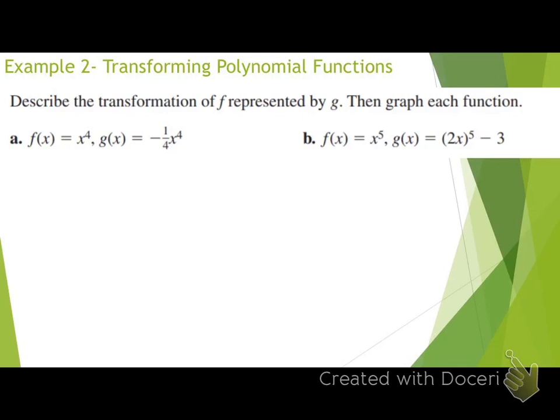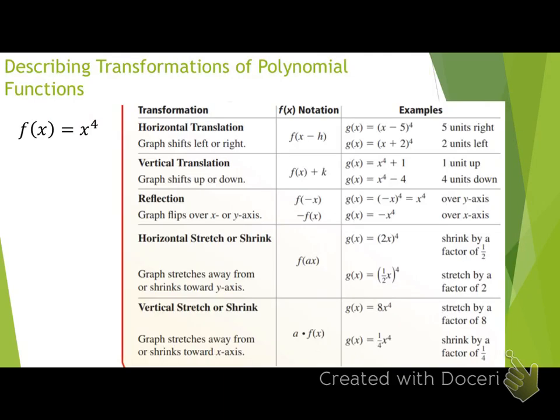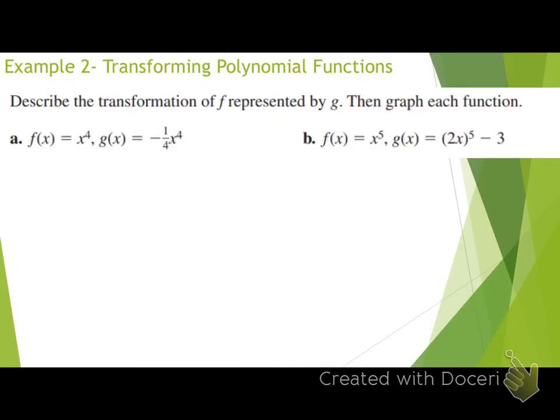Okay, so we've got to describe the transformation first. So g of x is a transformation of f of x. So I've got to figure out what they did to get from f of x to g of x. Let's look at our chart over here. Am I adding or subtracting anything inside parentheses with x? No. Am I adding or subtracting anything outside of parentheses? No, I'm not.